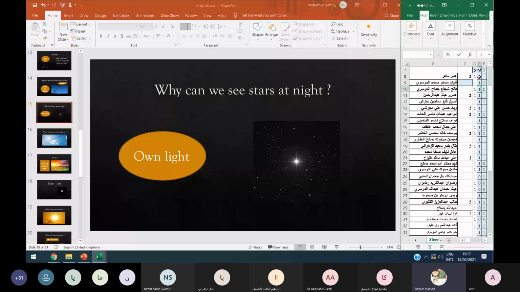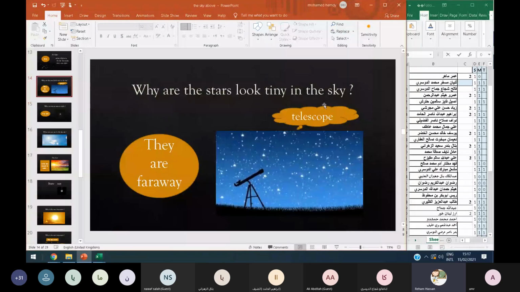Excellent. Yes, Omar Maher. So, Omar, why do the stars look teeny or very, very small in the sky? Is it really very small? No, because they are far away. Yes, because they are far away. Excellent, super boy. But if we want to observe the sky, we can use a telescope. Amazing, honey. Thanks a lot.